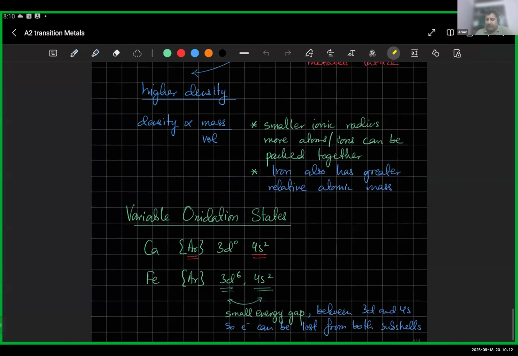And then we talked about the variable oxidation state as well. I told you that since there's very little energy gap between the two subshells, 3d6 and 4s2, you can remove electrons from the outside. If you apply a little bit more force, you can also remove electrons from the inside, which is why a lot of transition metals can have a lot of delocalized electrons and variable oxidation states. They can lose the outer two electrons, but you can also remove electrons from the inside shell as well.